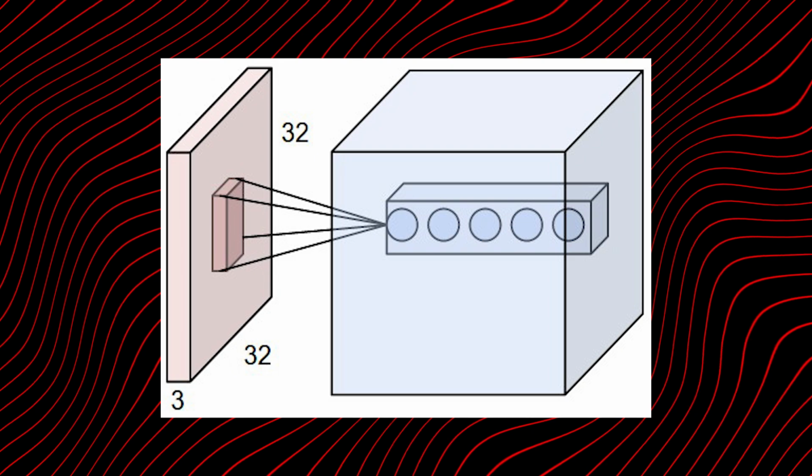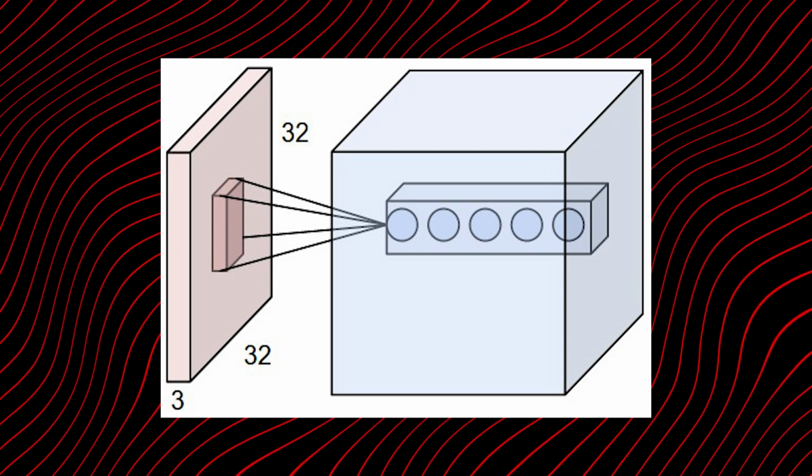Now for local connectivity. Instead of connecting each neuron to all neurons in the previous layer, as in regular neural networks, conv layers connect each neuron to only a local region of the input volume. This local region is called the receptive field, or filter size. The image here illustrates this concept.